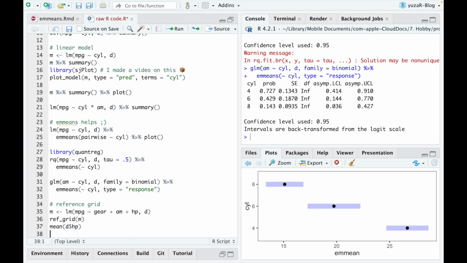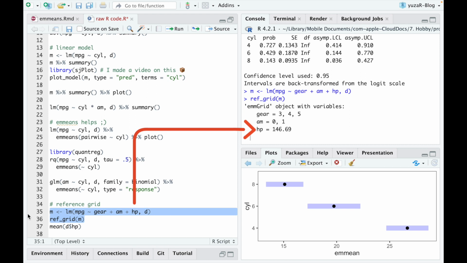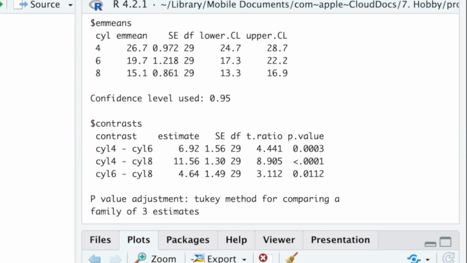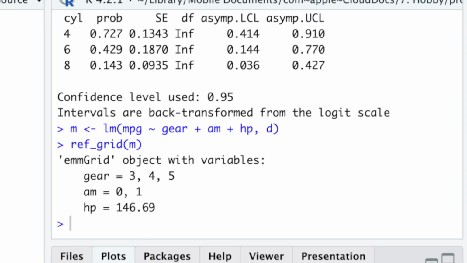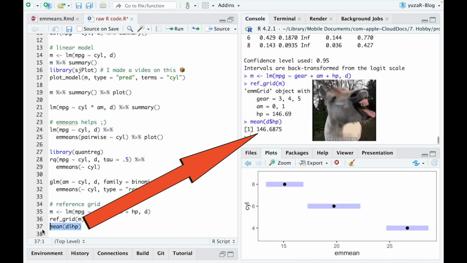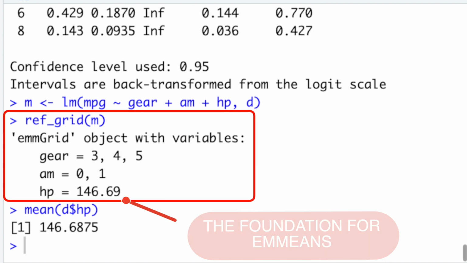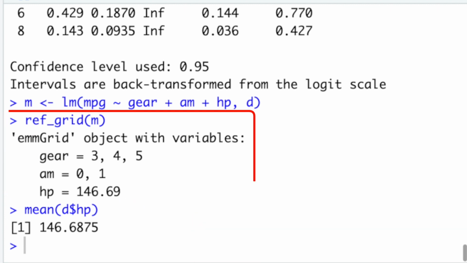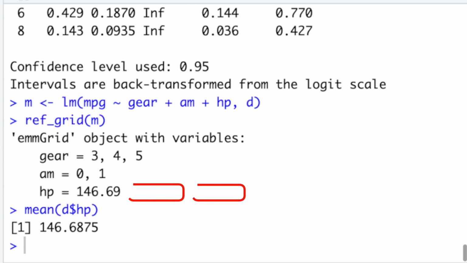For a categorical predictor, each category is a margin. For a numeric predictor, an average of that predictor is the margin. For example, a marginal mean of miles per gallon for 4 cylinders is 26.7, and for 8 cylinders only 15.1, while the average MPG will be estimated for an average horsepower of 147. All margins of a model are combined in a reference grid, which is the foundation for estimated marginal means, because we can estimate the mean at each point in this reference grid, or even define new points on the reference grid we want to estimate the means for.